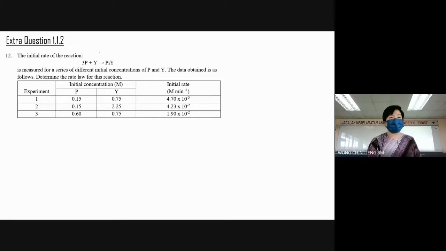So over here, a kind reminder, we are going to focus on the reactant only. Betul? Step 1, you need to write the general rate law. R equals to K, your concentration of P, your concentration of Y. Do we stop that? What do we put in?